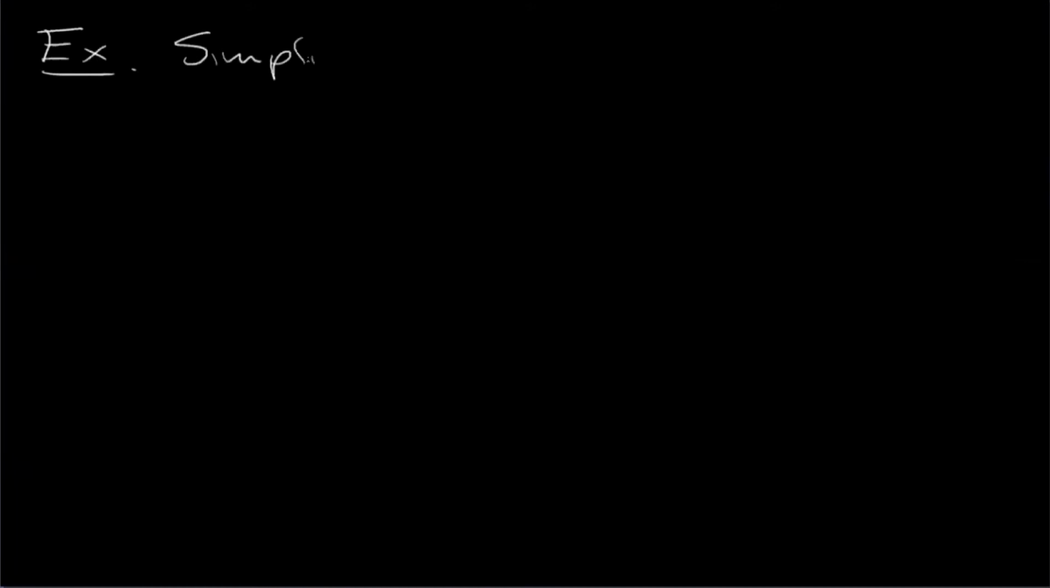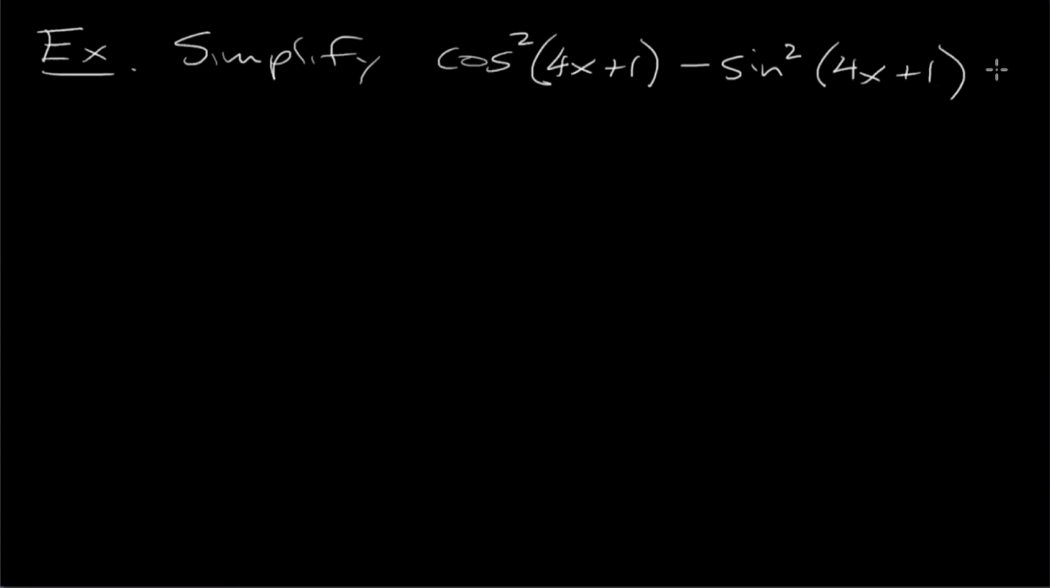Simplify cosine squared of 4x plus 1 minus sine squared of 4x plus 1, or something like that. They're giving you, so equal to, in this case, let's say cosine of b. Focus on what is this going to be? What is the b going to be? I was just going to simplify the whole thing, but we'll get there either way.